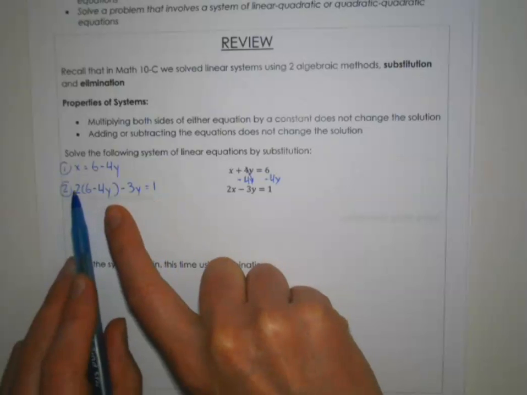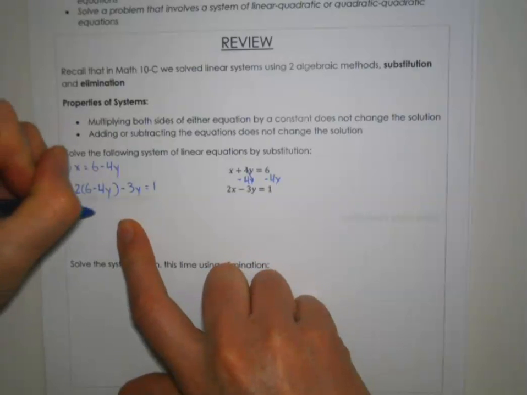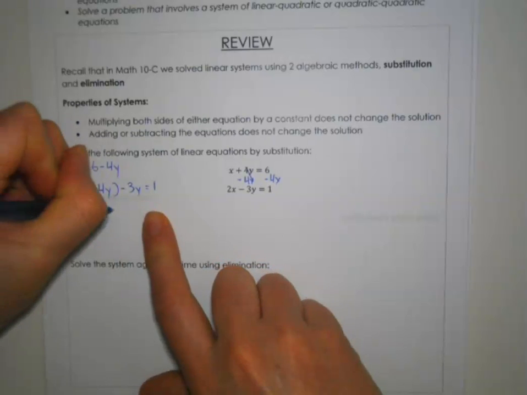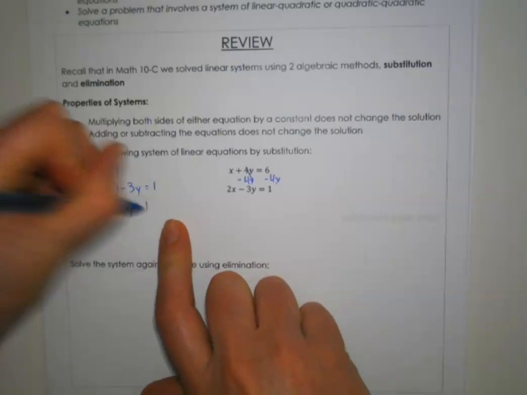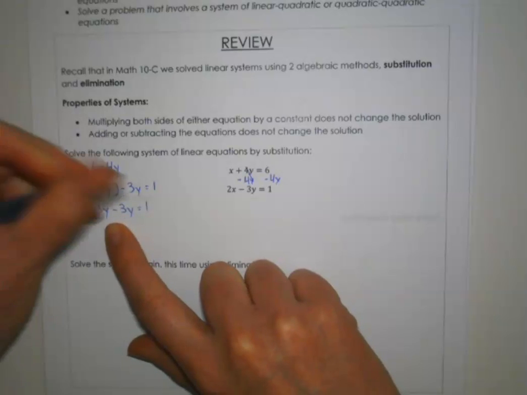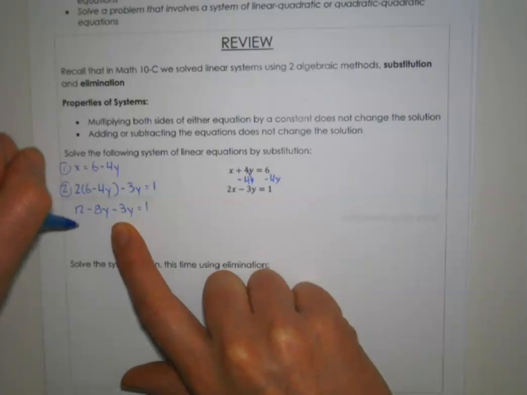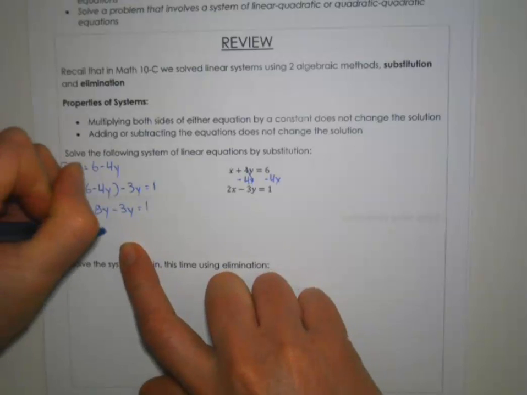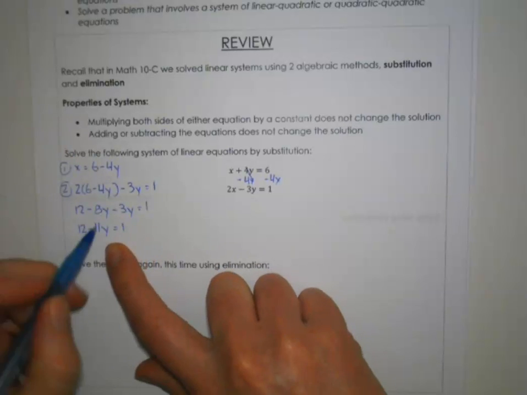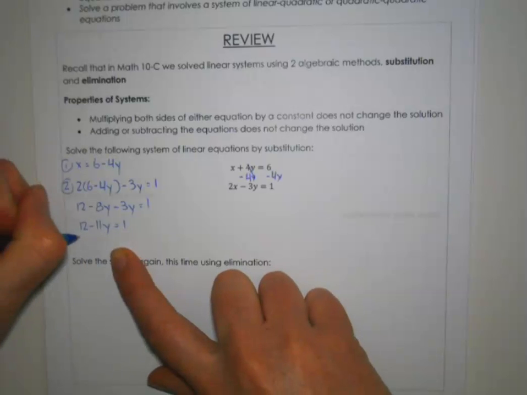The first thing we want to do is multiply out our brackets. 2 times 6 is 12. 2 times negative 4y is negative 8y, minus 3y equals 1. Then we want to combine any like terms because we've done all of our operations. Negative 8y minus 3y is negative 11y. So we're going to have 12 minus 11y equals 1. Now we just want to work to isolate that y value. We could move the 12 over to the other side, so that means we would subtract 12.